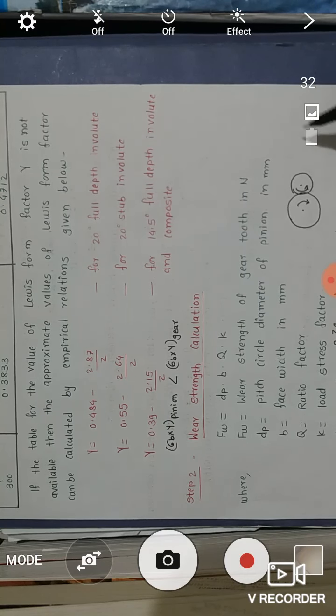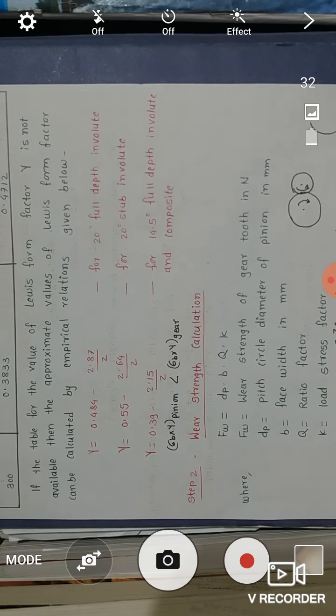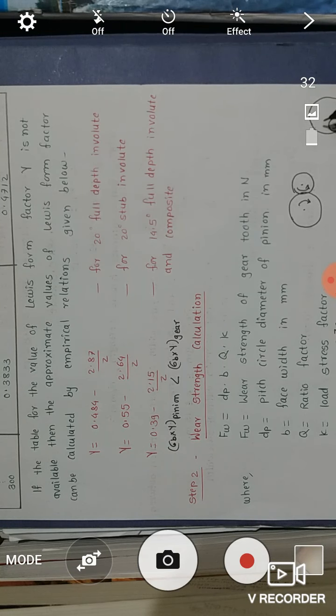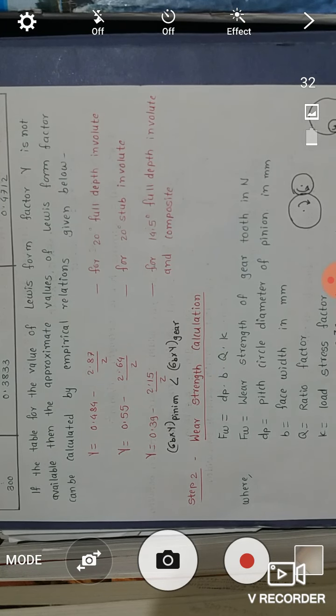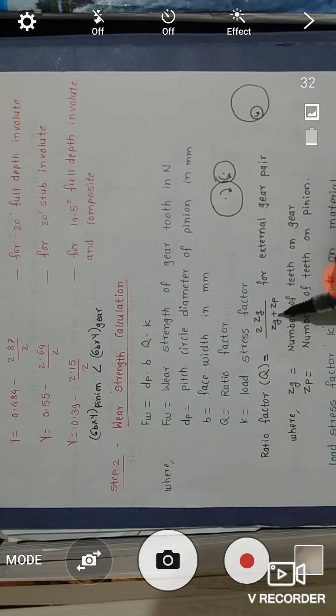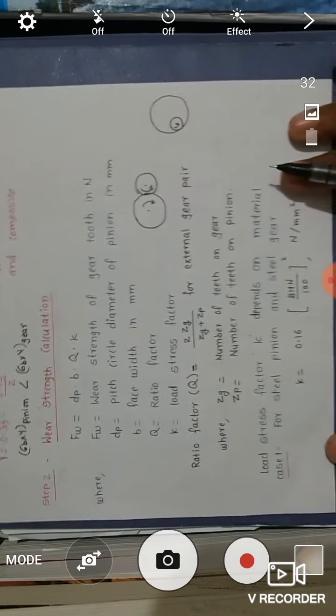If the gear is internally connected like this, if this is the first gear and this is the second gear, then in this case there is only a slight difference. In place of the plus sign, we take a minus sign. This is the only difference. In case of an external gear pair this is a plus sign, but in case of an internal gear pair this sign becomes minus.